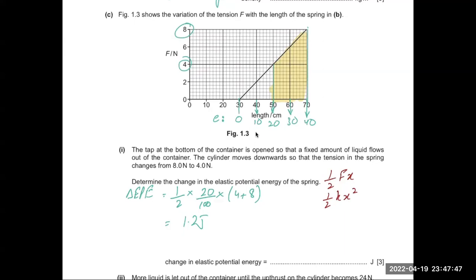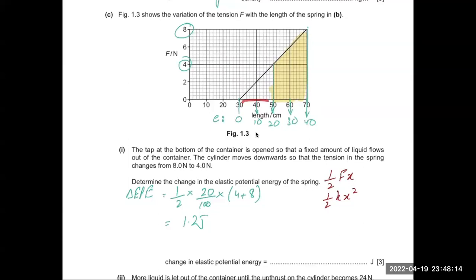So how did you get 10, 20, and 30? Seher, what I did here is that I used 30 centimeters, the original length, even though in this question you don't need to, but this is a conceptual thing. I wanted you to understand this, that when you're finding out the area under the graph, the area under a force extension graph gives you energy.